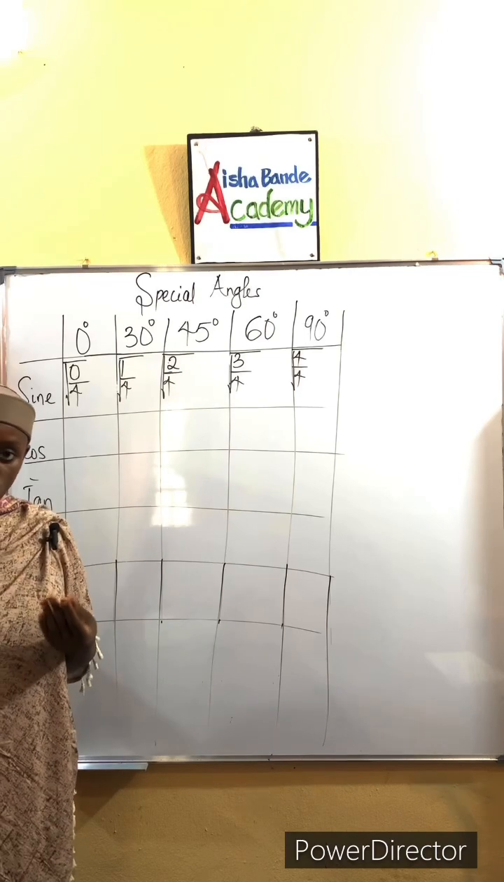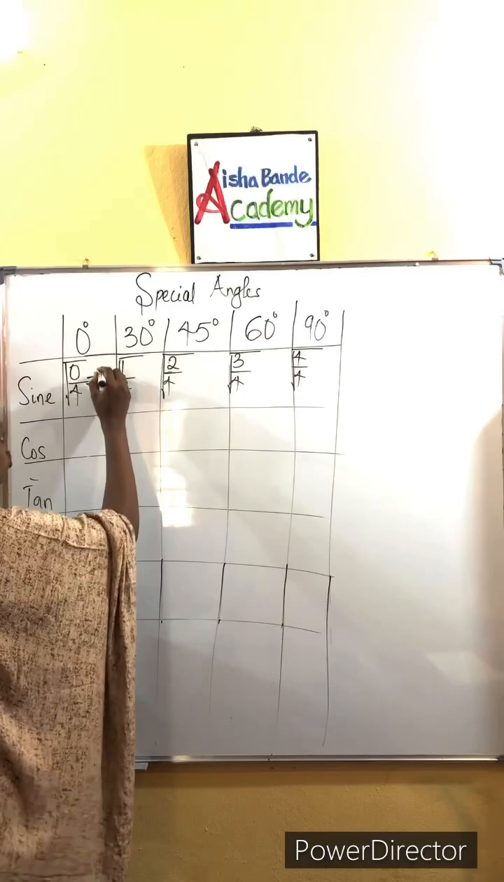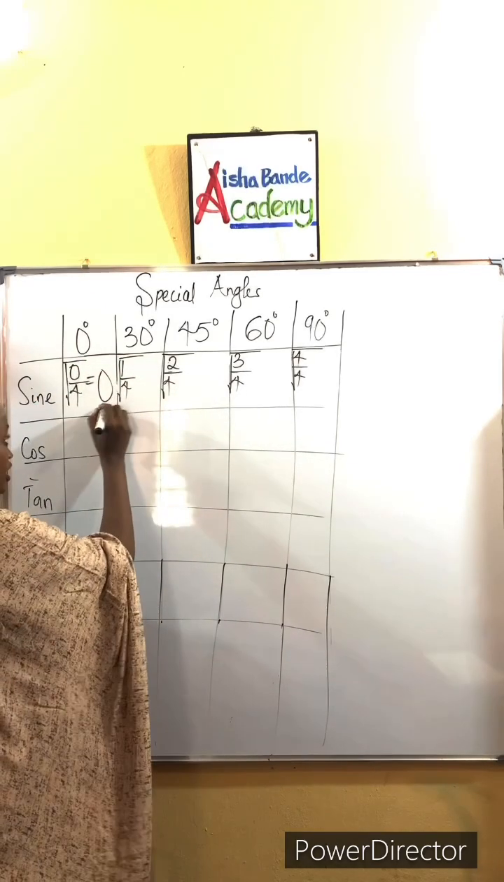0 divided by 4 is 0. And the square root of 0 gives us 0. So our answer here is going to be 0, meaning that sine 0 is 0. Okay? So this is the answer.